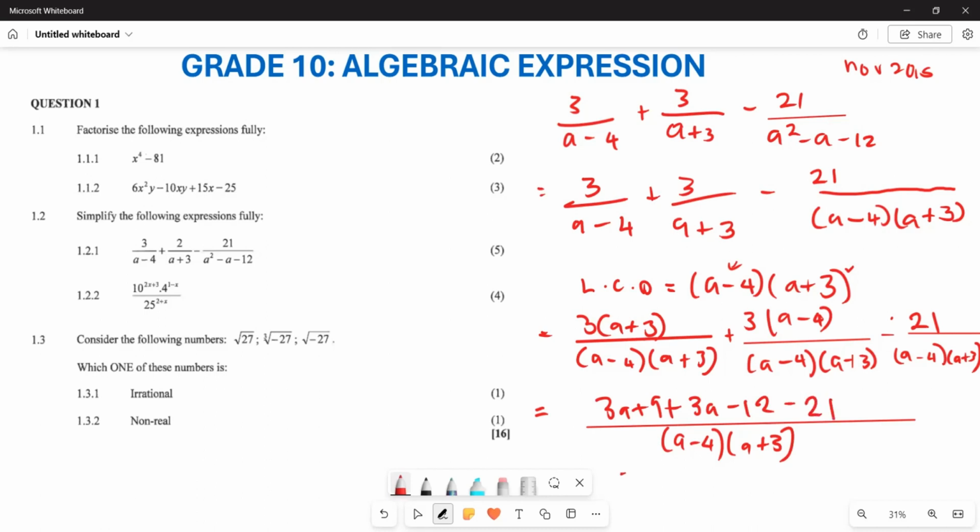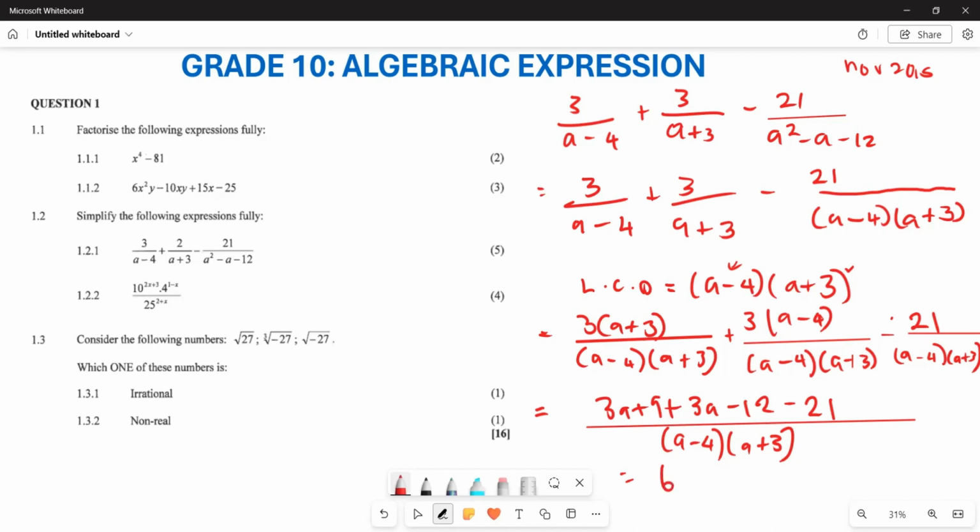Now that you have this, we are going to group your like terms. Now you have 3a plus 3a, right? What is 3a plus 3a? What is it that you are going to find here? This is going to be 3 plus 3, which is going to be 6.